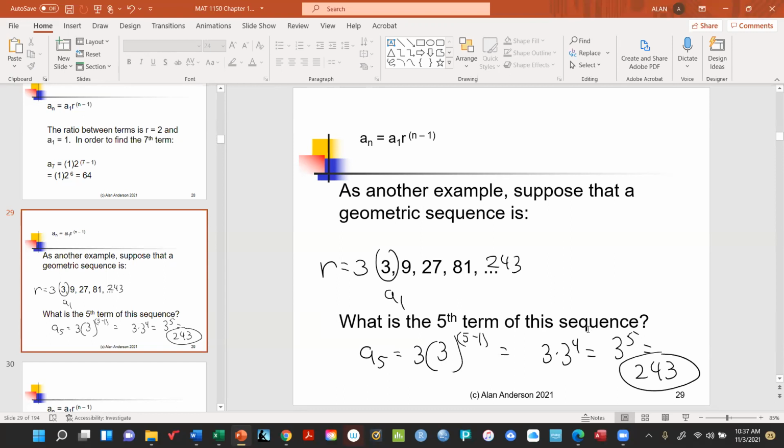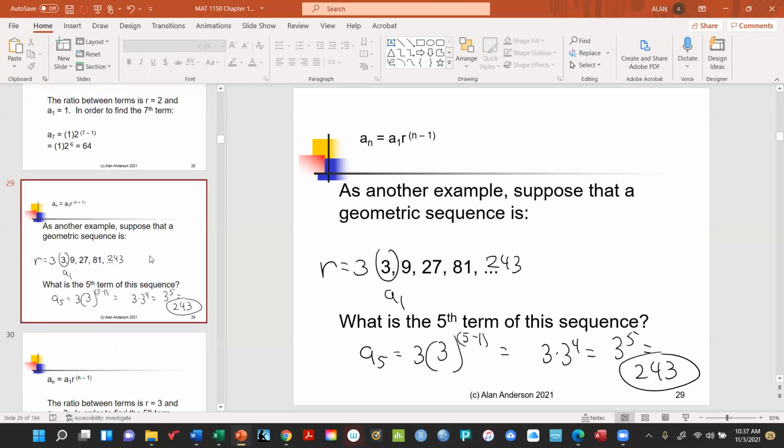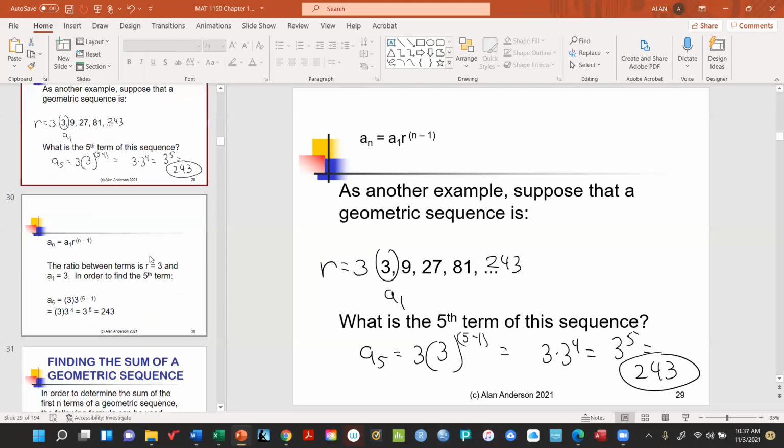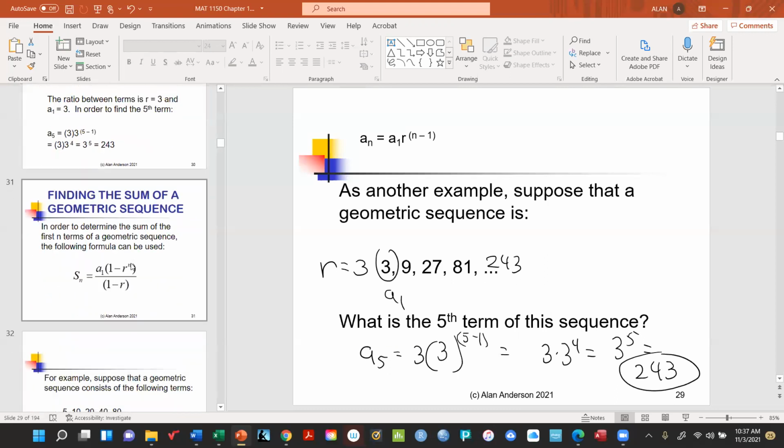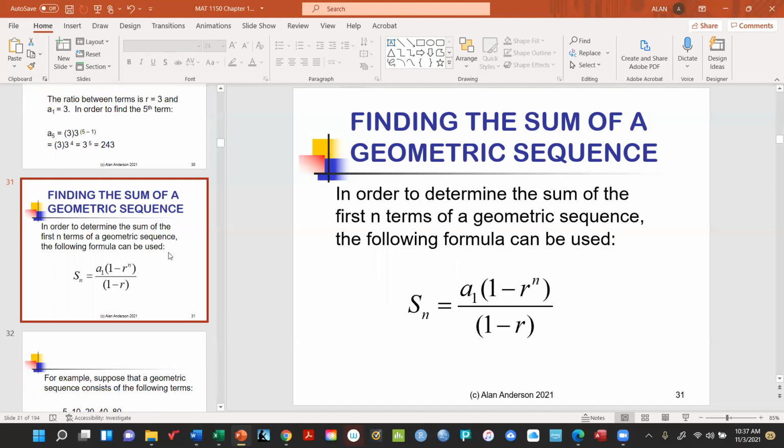All right. Let's see if there's any more of these. No, that's it. Now we're going to move on to the sum formula, the sum of the first n terms rather. The formula is a little bit messier than it was with the arithmetic sequence, but not that much messier. So let me show it to you really quickly. This is what it looks like. And so you can see all you need to know here is n, the number of terms we're looking for. A1, of course, is the starting value, and R is the common ratio.